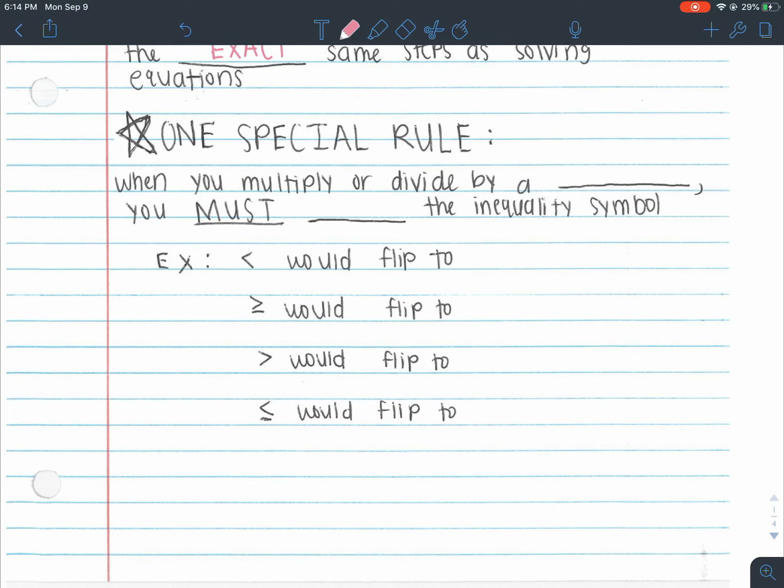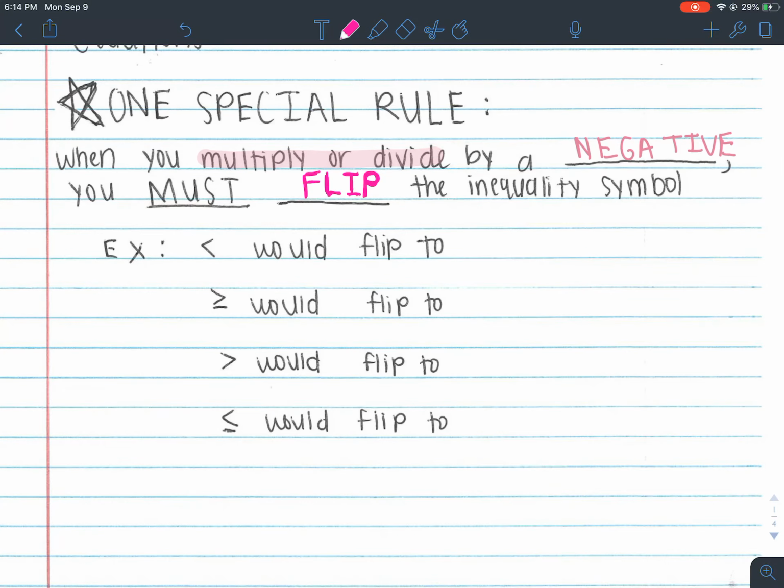All right, but we have one special rule when we're talking about inequalities. When you multiply or divide, doesn't matter which one, by a negative number, so anytime you're multiplying or dividing by a negative, you must flip the sign. Okay, you must flip that inequality symbol. So for example, I have some examples here.